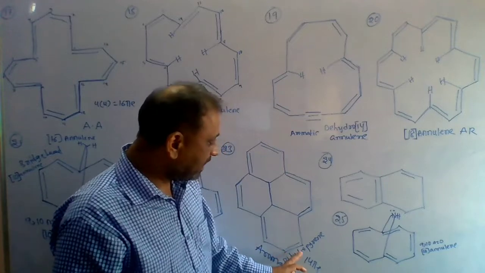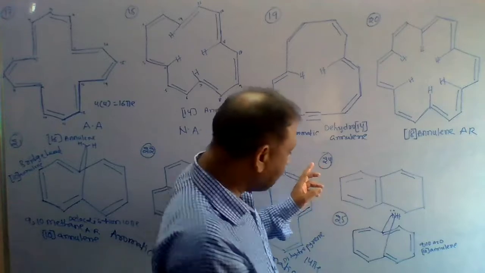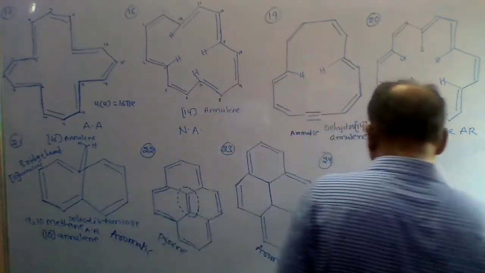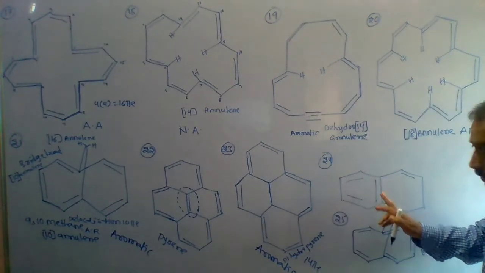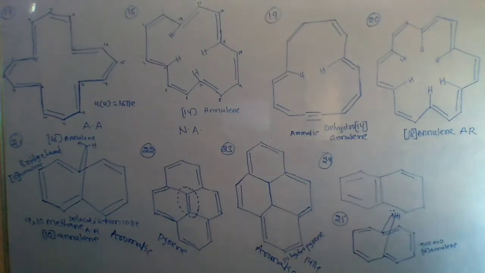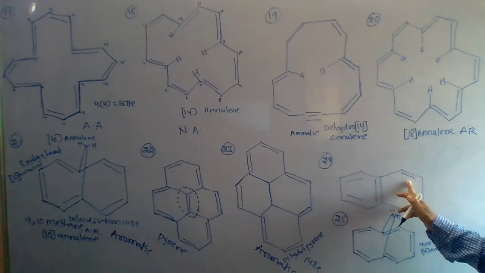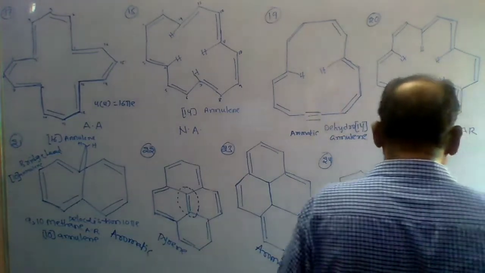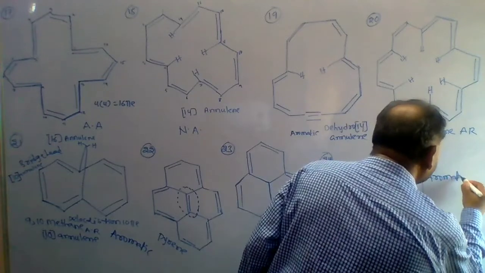So, which obeys Huckel's rule, it is an aromatic compound. And the next example is a fused substance. It consists of two rings. Here the first ring has aromatic character due to complete delocalization of 6 pi electrons. But the second ring has non-aromatic nature. Aromatic plus non-aromatic is equal to aromatic. It is also an aromatic compound.